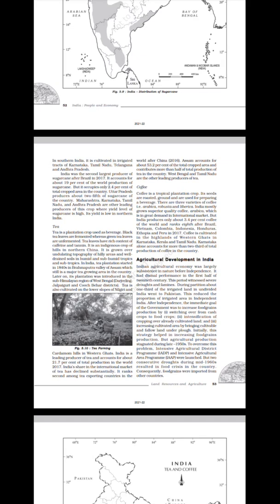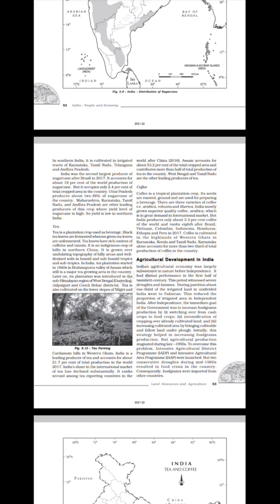In India, tea plantations started in the 1840s in the Brahmaputra Valley of Assam, which still is a major tea growing area in the country. Later on, its plantation was introduced in the sub-Himalayan region of West Bengal, in Darjeeling, Jalpaiguri, and Koch Bihar districts. Tea is also cultivated on the lower slopes of Nilgiri and Cardamom hills in Western Ghats. Take a look at figure 5.10, tea farming.